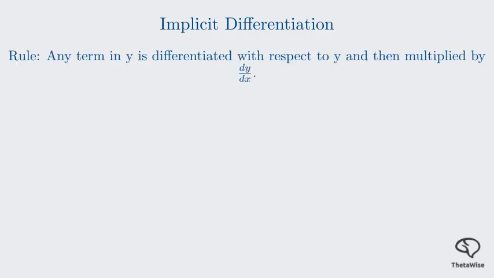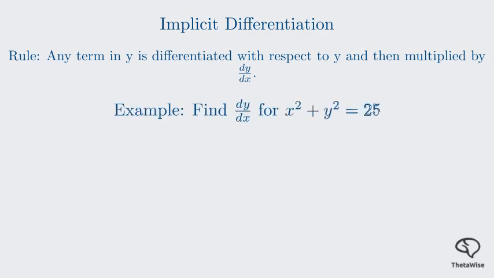When you differentiate a term containing y with respect to x, you treat y as a function of x, so you must multiply by dy/dx using the chain rule. It's the derivative of the outer function y, which is 1, times the derivative of the inner function, which is dy/dx. Let's apply this to the circle equation.